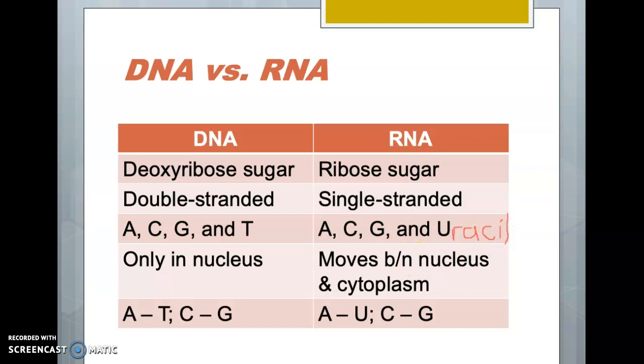So uracil is the substitute for thymine in RNA. DNA is only in the nucleus. RNA can move between the nucleus and the cytoplasm. And the complementary base pair rule is adenine and thymine and cytosine and guanine in DNA, and since uracil is replacing thymine, it is the uracil that pairs with adenine.